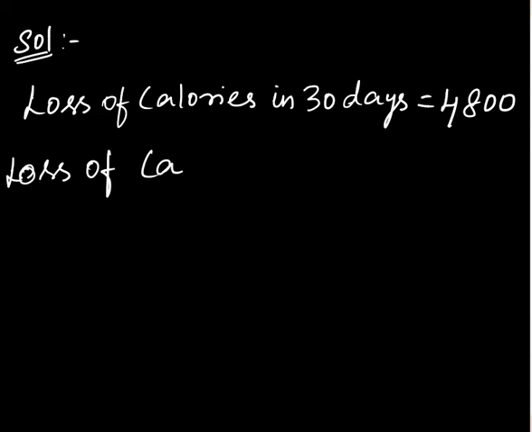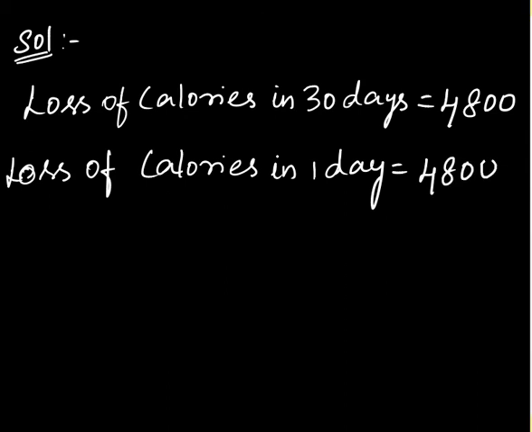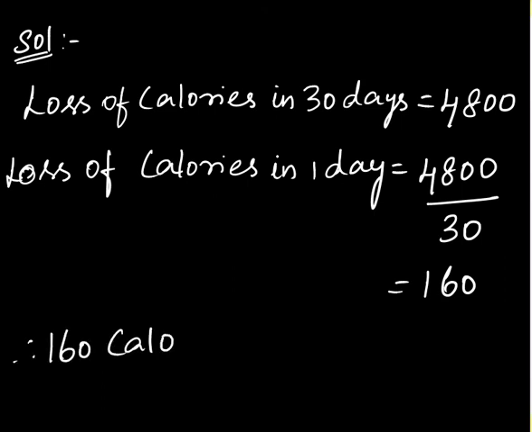Loss of calories in one day is equal to 4,800 divided by 30. So when you divide, you will get the answer to be 160. Therefore, 160 calories lost per day.